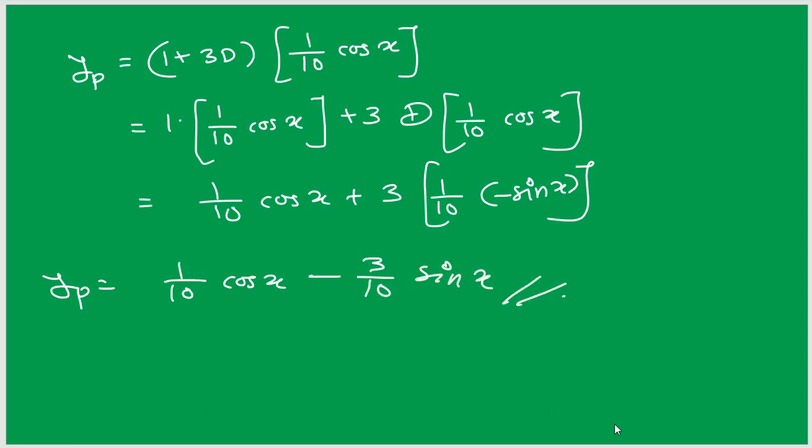So this is how we can find yp when we have a function of the form cos of ax plus b. Let us solve the next example.